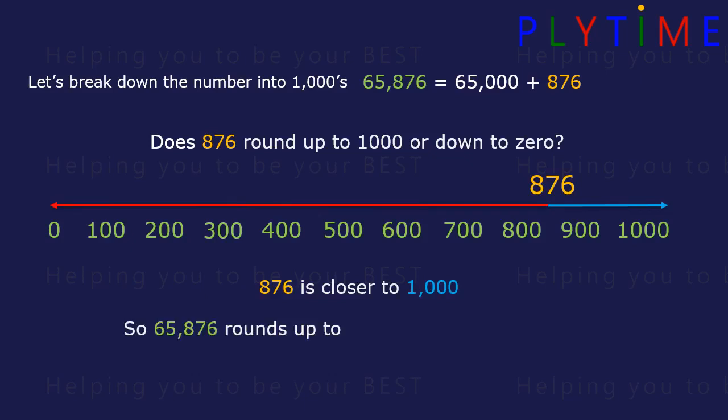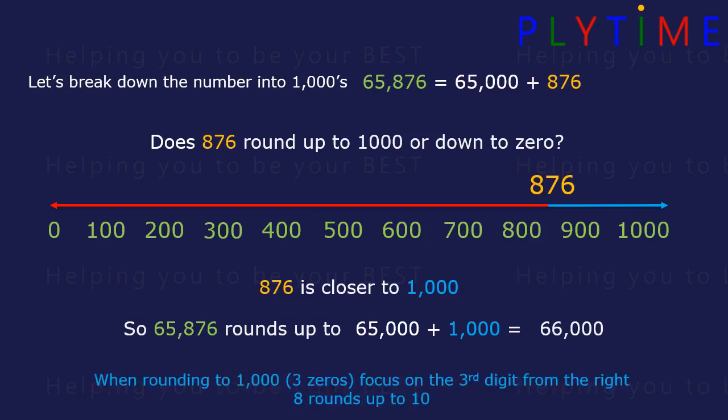So 65,876 rounds up to 65,000 plus 1,000, it rounds up to 66,000. When rounding to 1,000, we focus on the third digit from the right, here the 8, and that rounds up to 10.